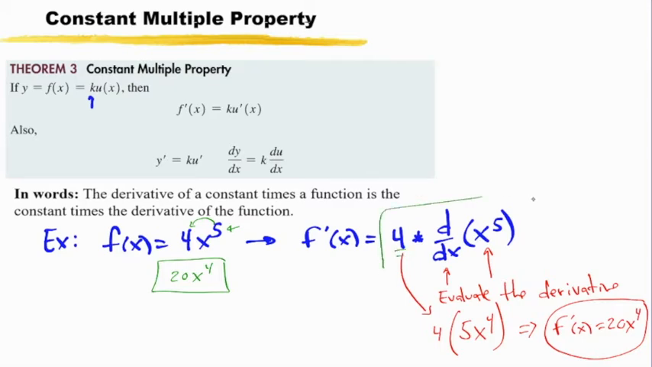But this is useful for when you're dealing with a function that you're not familiar with, if it were not a polynomial function, or if it were not a rational function. And we can then say, let's take the constant multiplier out, evaluate the derivative, and multiply it back in afterwards to get the same answer.